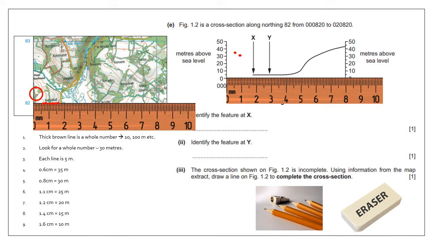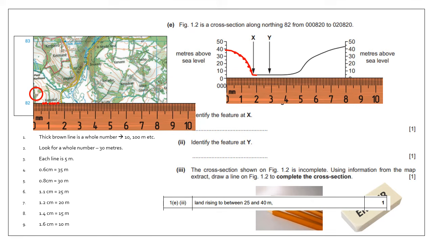Okay, so at 0.6, I draw 35 meters, and so on all the way down, and then draw a nice smooth line to complete. I check the mark scheme, it says land rising to between 25 and 40 meters. Yep, I have drawn that.